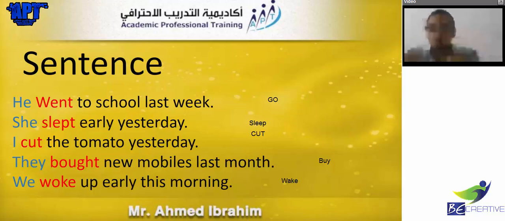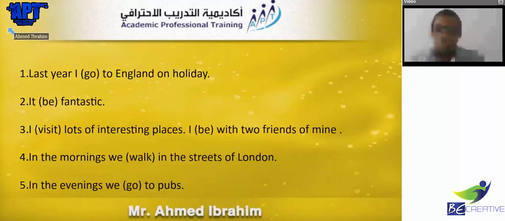So let's go through them again. I go to school. I went to school. I sleep early, present. I slept early. I cut the tomatoes. Like, I cut the tomato, as we said. I buy, or they buy new mobile. They bought new mobile. And so, I think you already know this, the explanation. Now let's go directly to questions.